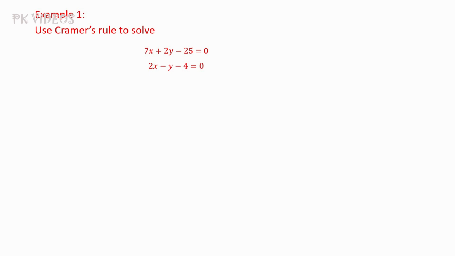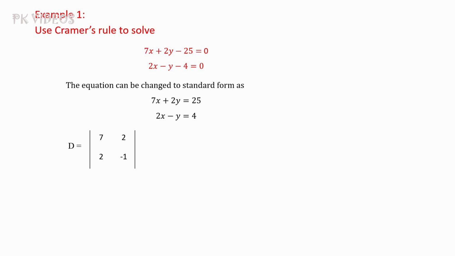Example 1. Use Cramer's rule to solve these equations. Here we can see the equations are not in the standard form, so we need to change to a standard form by keeping the variables on one side and the constant on the other side. Then we find the determinants by using the coefficient of x in the first column and coefficient of y in the second column along with its sign. So here we have 7, 2, 2, negative 1.